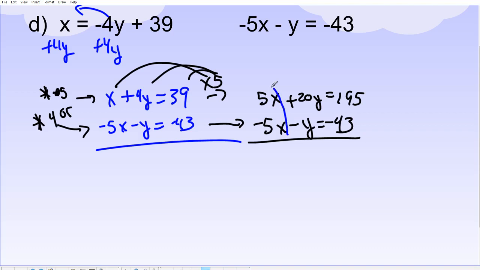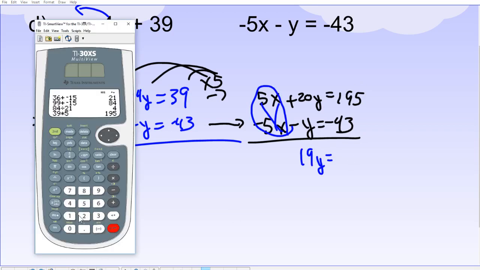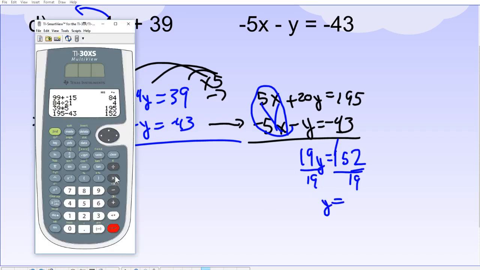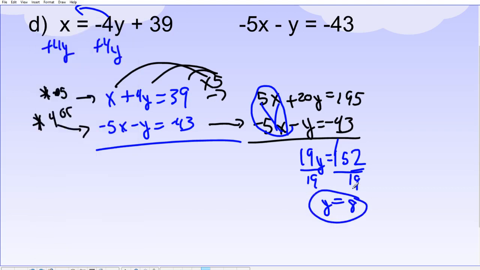Now, when I eliminate, these guys cancel out. 20y minus y is 19y. 195 minus 43, calculator. 195 minus 43 equals 152. To solve, I divide by 19 on both sides, and y is equal to 152 divided by 19 equals 8. So even though that looked like it was going to come out ugly, we still got a nice pretty answer, 8.